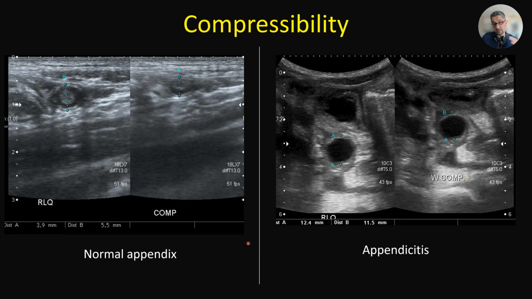Just to show you, it's not a reliable finding. Sometimes there is appendicitis and you can compress the appendix. Sometimes it's a normal appendix and you cannot compress it.